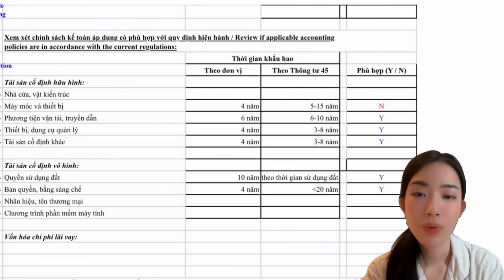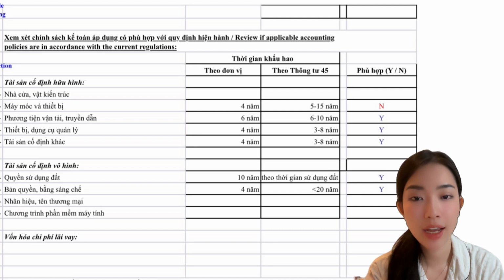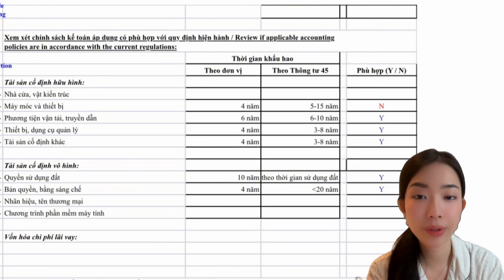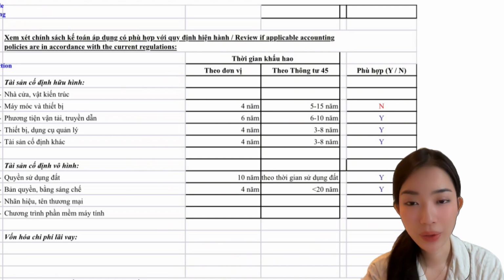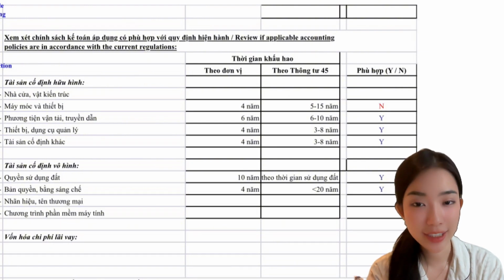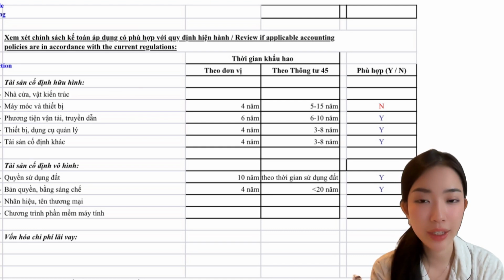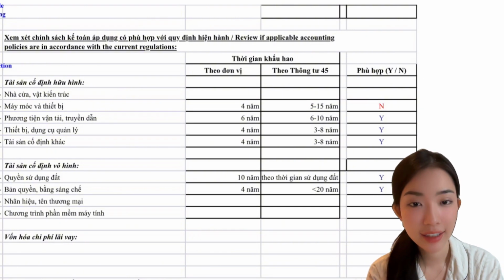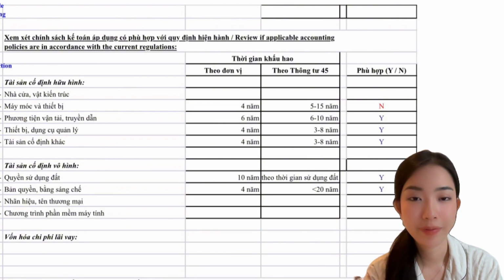And so we have calculations in the accounting policy applied in accordance with current regulation. So we have a conclusion: the accounting policy is applied in accordance with current regulation and is consistent with the period years.